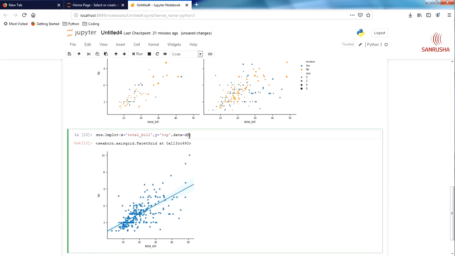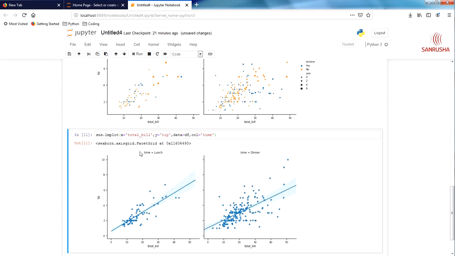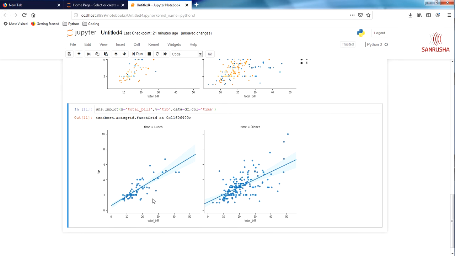We need some more information. Let's add those criteria again. col equals time. So we will have two graphs now based on the time of the day. And over here, okay, we got two graphs, lunch and dinner, and again it shows the same behavior whether it is lunch or dinner. It's a linear regression.